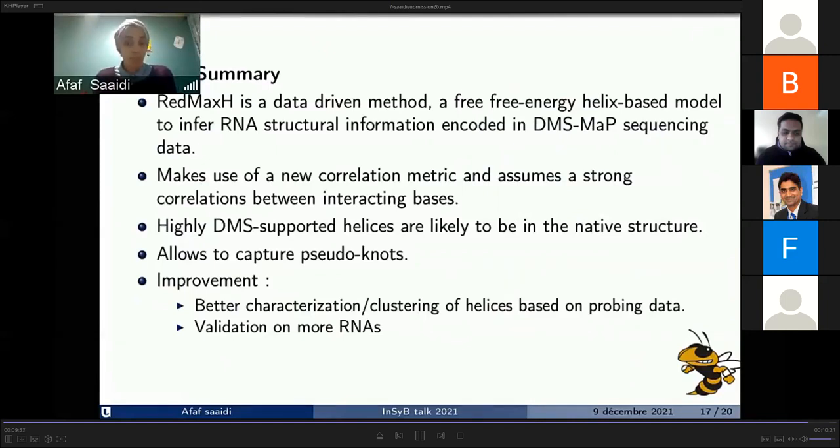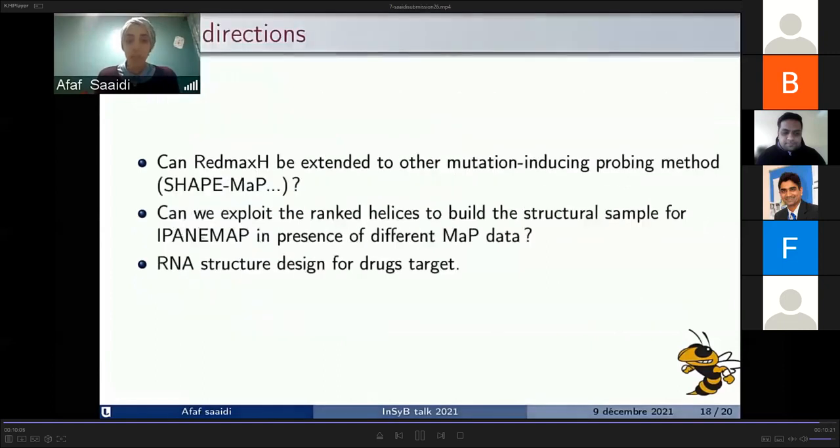It makes use of a new correlation metric and assumes a strong correlation between interacting bases. Highly DMS-supported helices are likely to be in the native structure.